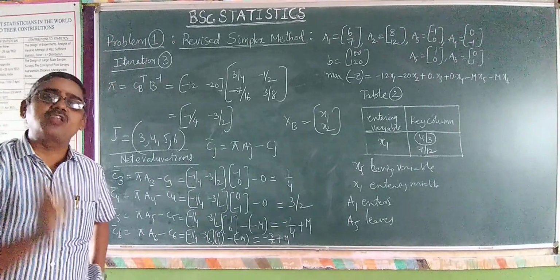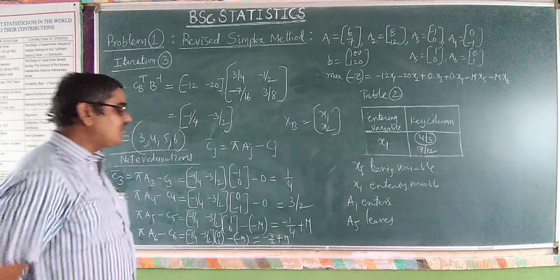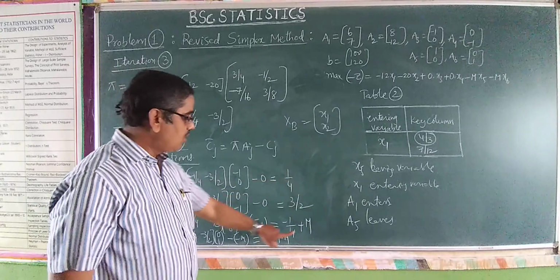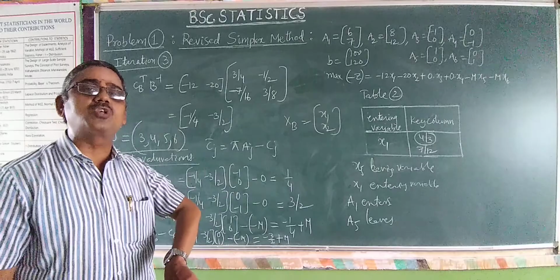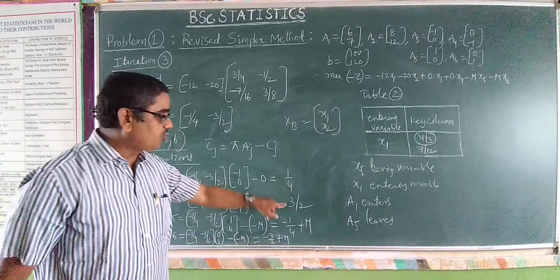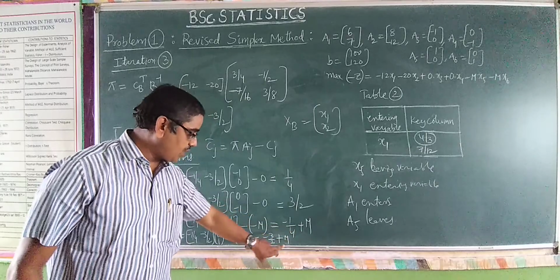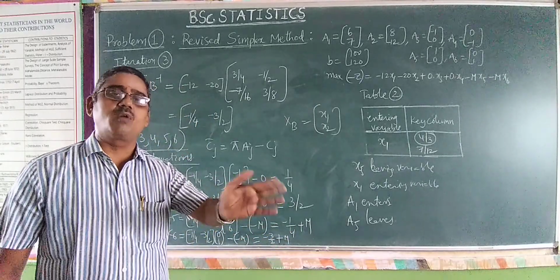Now observe the values of net evaluations. What are the values of net evaluations? The net evaluations are 1 by 4, 3 by 2, M minus 1 by 4, M minus 3 by 2. Whatever the values, 1 by 4 and 3 by 2 are positive, leave them. Only the discussion is M minus 1 by 4, M minus 3 by 2, whether they are positive, negative or 0, what it may be, right?